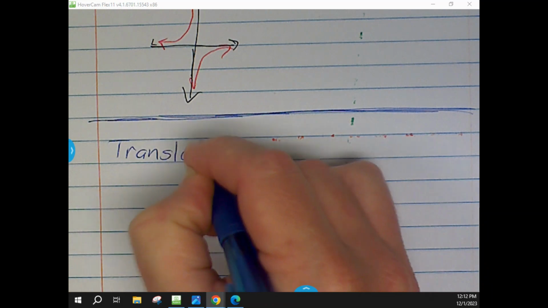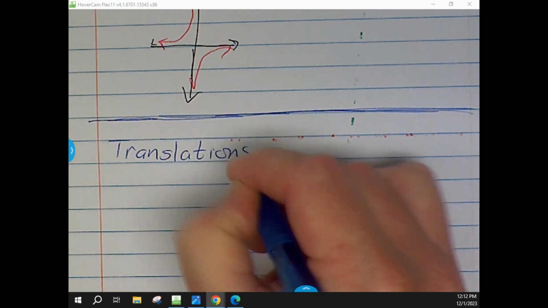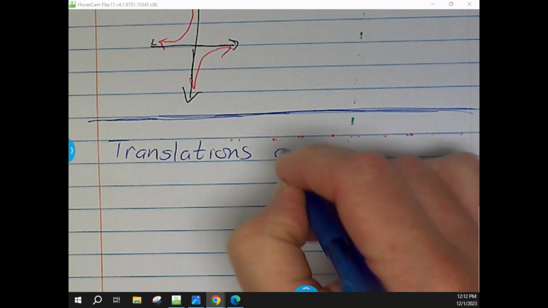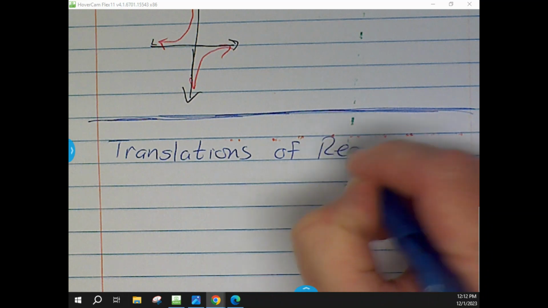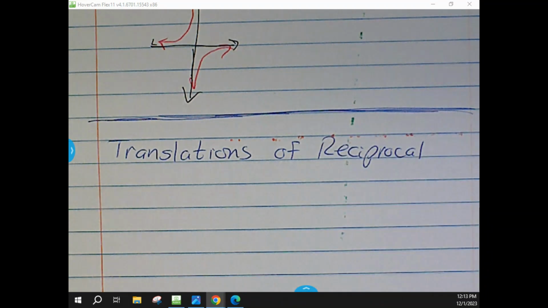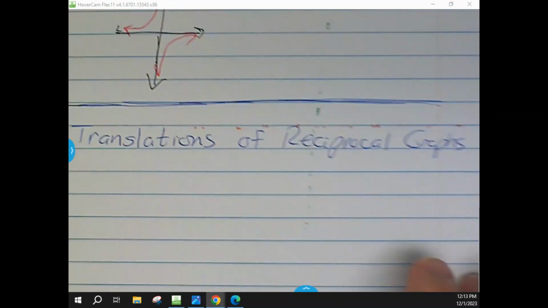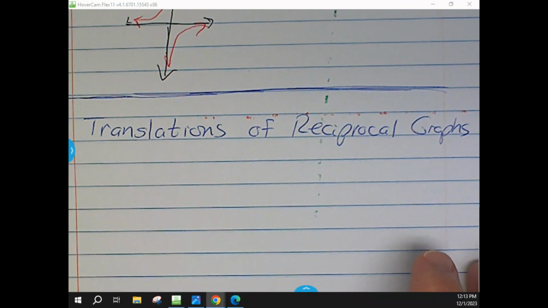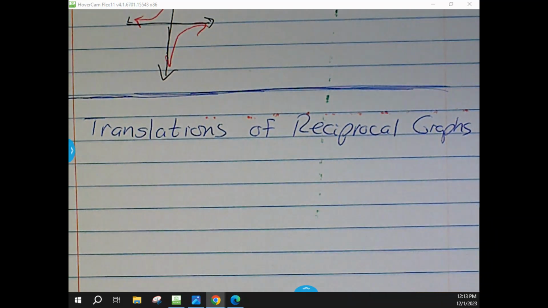Okay, last thing we have to look at is translations of reciprocal functions, or to say reciprocal graphs. Just like when we were doing the log functions, exponential functions, x squared, everything else we've ever done, we wind up having to move it around. And for this one, it's going to be the exact same thing.